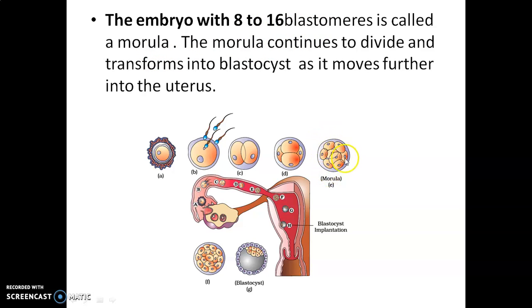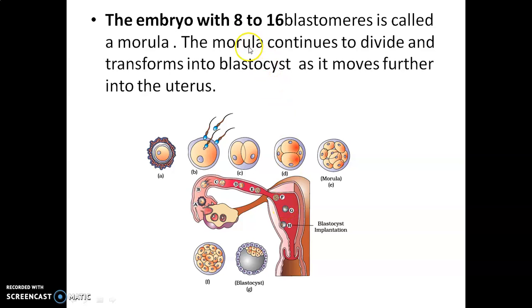Then the embryo with 8 to 16 blastomeres is called a morula. So this condition we can call the embryo a morula. What is the cell stage? 8 to 16 blastomeres will be there. So this is E. Here in this diagram you can see the stage of morula. See, it reaches up to here. But it has still not reached the womb.